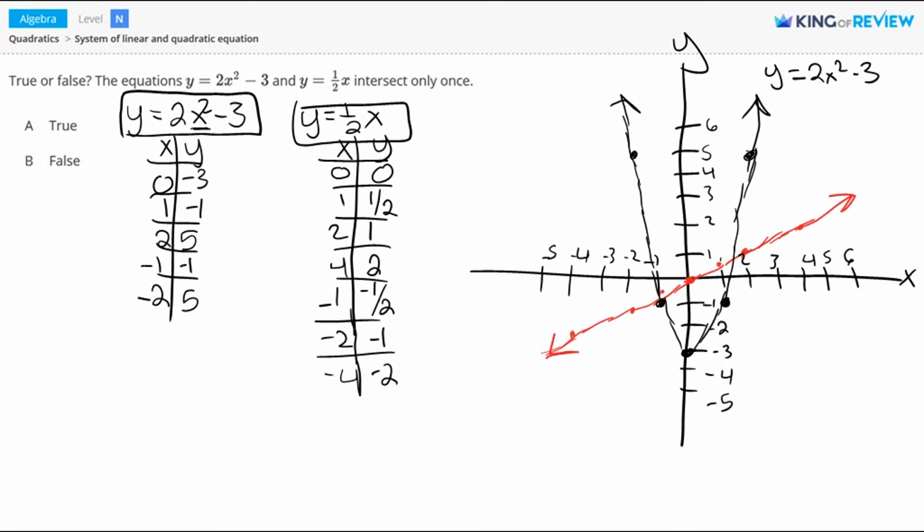And where are the intersection points between the parabola and the line? Well, we have one right here, and we have another right here. So it intersects not once, but two times. So this is false. Letter B is correct.